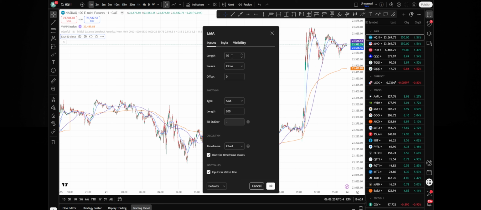So for the EMA, I like to have it at 50. This is just my preference. And this is just what I've stuck to for a very long time now. And just in case you're wondering, what is 50 length on the EMA? So basically the EMA is the exponential moving average.